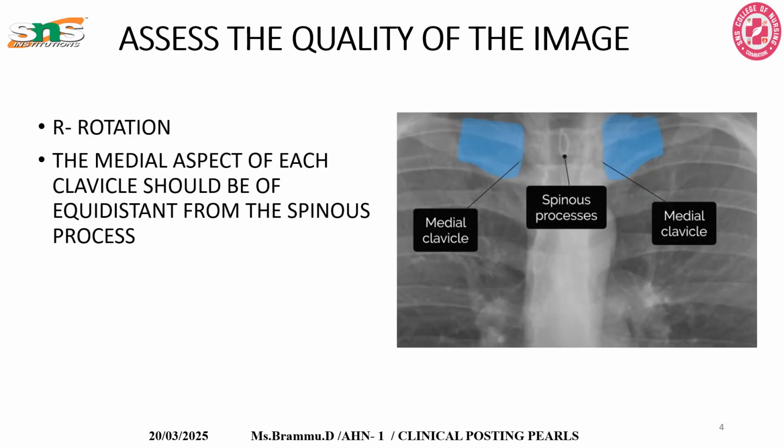vertebral bodies. The next important thing to know about how rotation is present is that you can look closely at the spinous process, which is located in between both the medial clavicles. So the clavicle bone must also be easily visualized in a chest X-ray. Just between the clavicle bones you have the spinous process. The medial aspect of each clavicle should be equidistant from the spinous process. So from the spinous process, when you draw an imaginary line, it should be of equal distance on both sides, that is, 2 centimeters away from the spinous process to the right as well as 2 centimeters away from the spinous process towards the medial left clavicle.